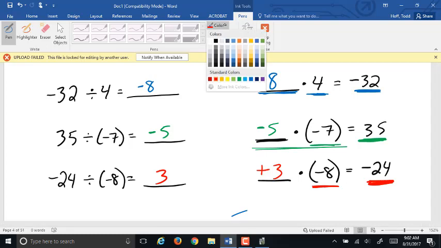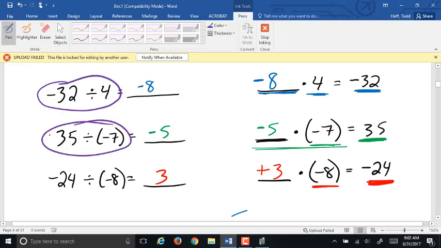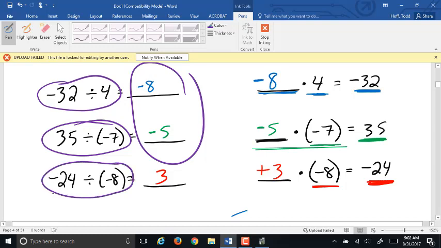So you can see the pattern is the same as with multiplication. If I have one negative and one positive, no matter what order they're in, the result is negative. If I have both the same sign, so both negative or obviously both positive, the result would have to be positive.